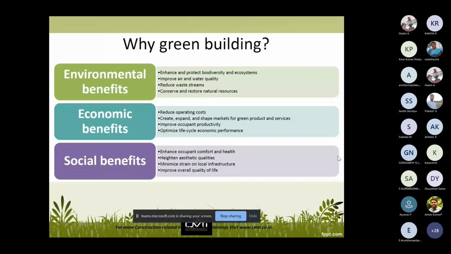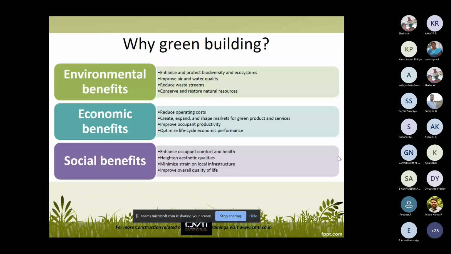These are the environmental benefits. Economic: one is operational cost. Of course, if you have a green building, the overall operation cost will be less. I will show you a case study also. It will be very exciting for you to know about that particular building. After a few slides, I will show that example project also. Instead of a PPT, if you go through a live project, definitely you will get a better idea.